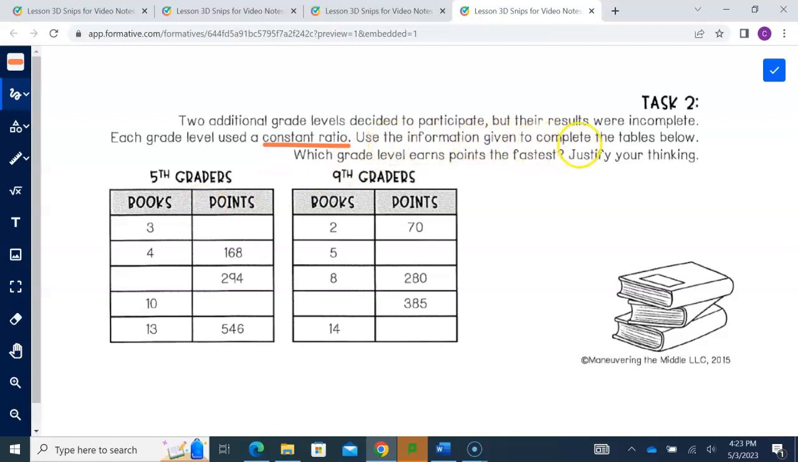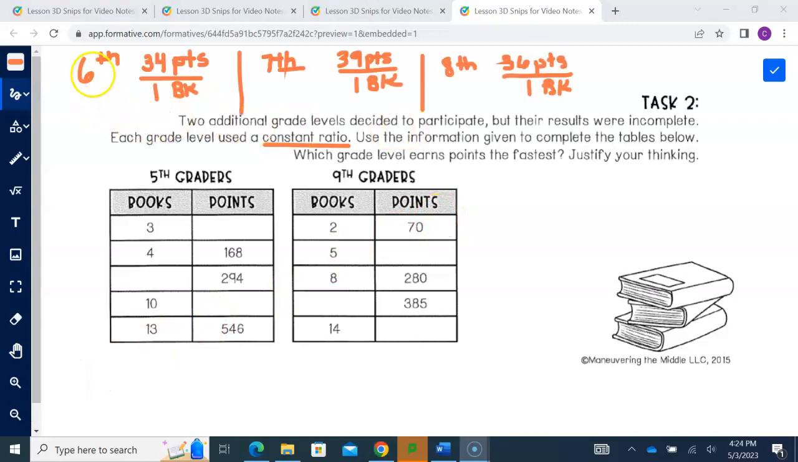Use the information given to complete the tables below. Which grade levels earn points the fastest? Justify your thinking. So just as a refresher, I have up top here that the 6th graders earn 34 points per book, 7th 39 points per book, 8th 36 points per book.